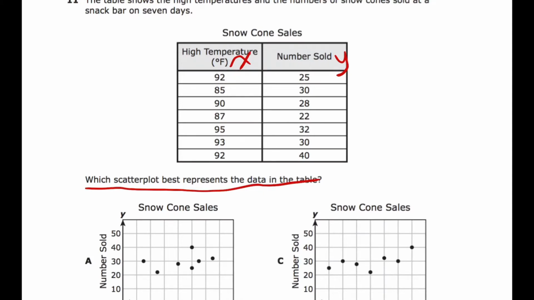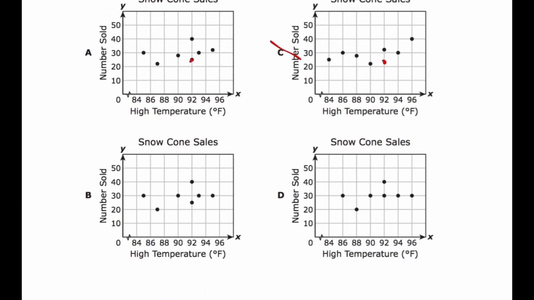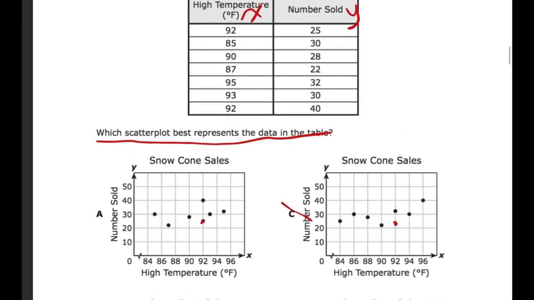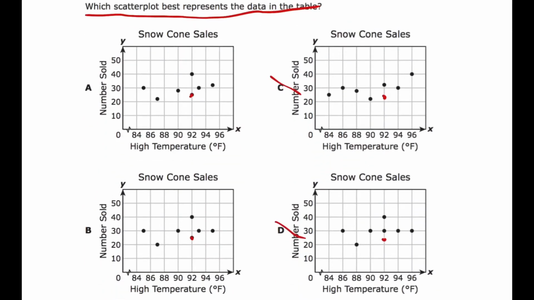So, 92, 25, so I'll look here. 92, 25, yep, that one is about there. That one is not there. 92, 25, yep, that one is good, so I've already eliminated 2 answer choices. Next one, 85, 30, let's do that one. It's going to be here in between 84 and 86, 30, and yep, that is there. 85, 30, also there.